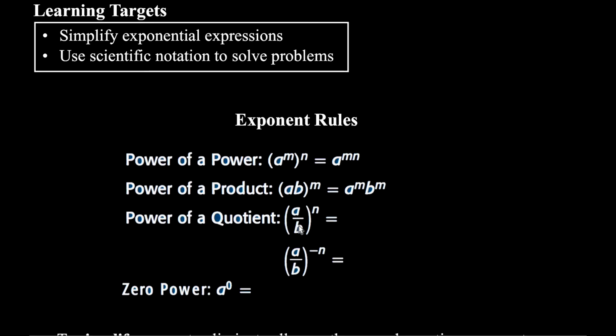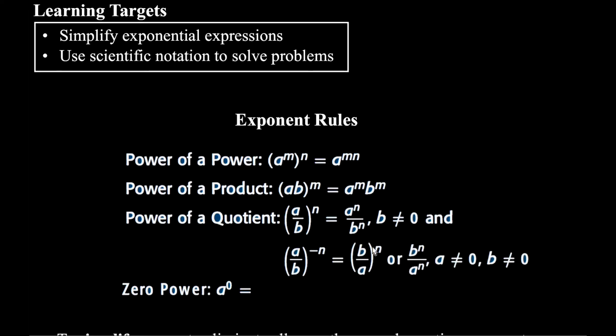And when we have a negative exponent here, we have two options. We can raise each thing inside to the negative exponent, or we can flip the numerator and denominator and raise it to the positive exponent. So most often we'll use this one. We'll flip the numerator and denominator and then write it to the positive exponent. And the zero power, anything to the zero power, is equal to 1.